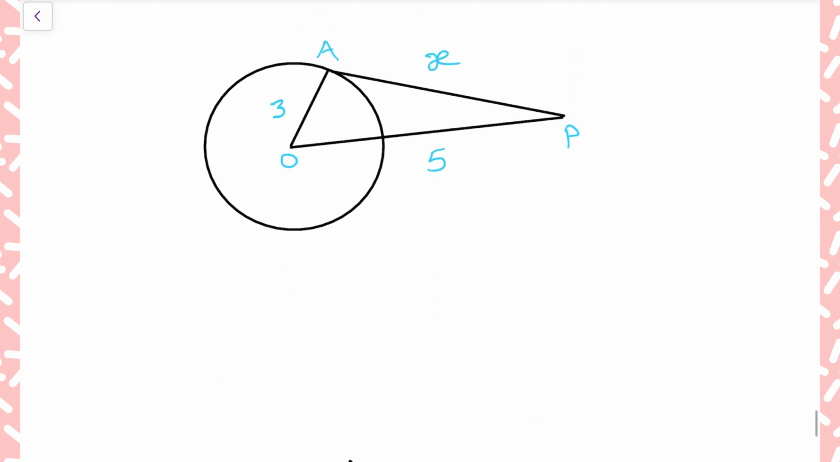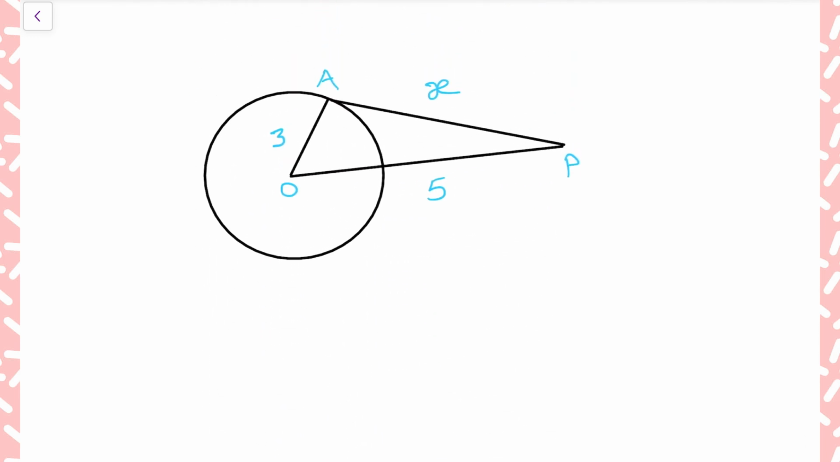Next, we have one tangent sequence related question. This OA will become the radius, AP will become the tangent. Where the radius is touching the tangent, it always makes 90 degrees. So this is 90 degrees. Opposite to the 90 degrees, it is always the hypotenuse. So this will become the hypotenuse.